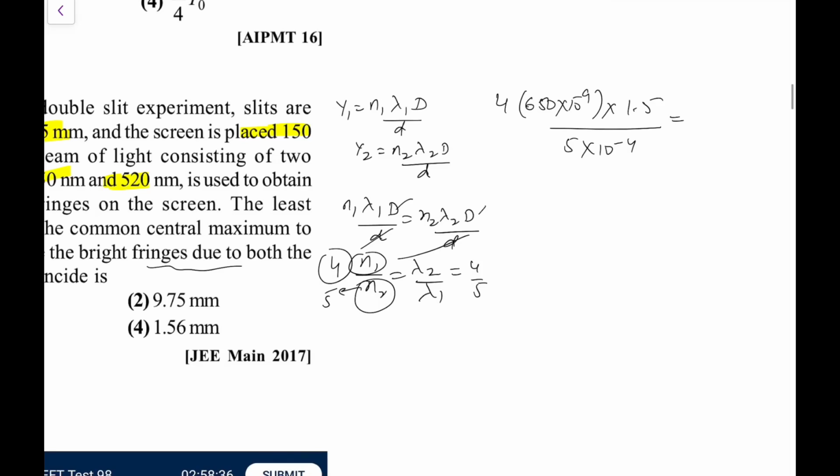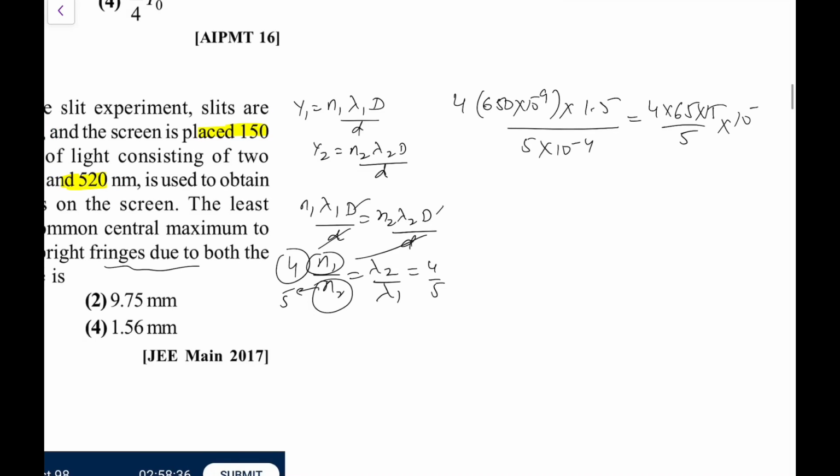So now what we are left with, this is 1650, I can write it as 4 into 65 into 15, I can write upon 5, and this would be 10 to the power minus 5. So this 5 and this would be 3, so 4 3s are 12, 12 into 65 into 10 to the power minus 5, I can write it as 12 into 0.65 mm. That would be the answer.